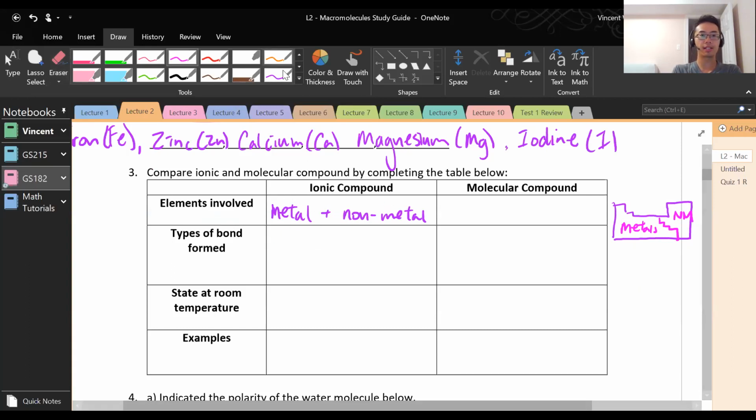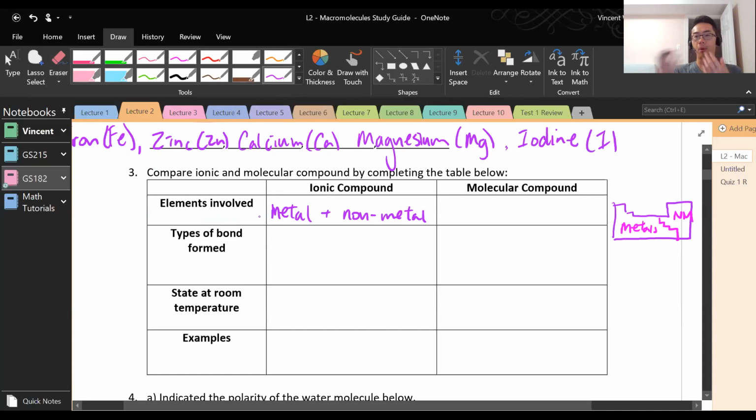Okay, so these kinds of bonds, a bond is what holds the atoms together, right? So that's going to be an ionic bond. Okay, so again, for those of you who are not sure, a bond is just what holds the atoms together.